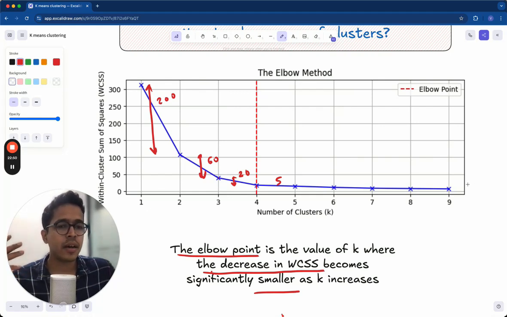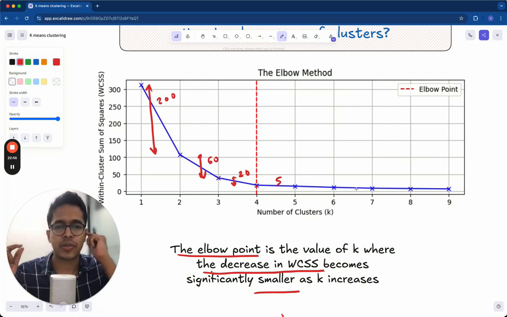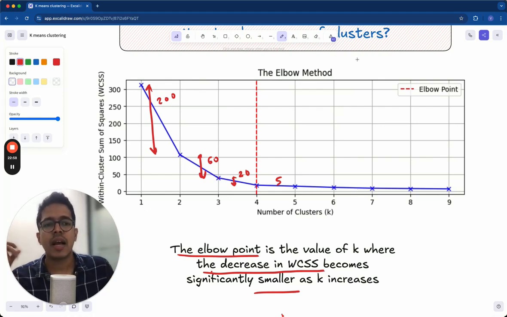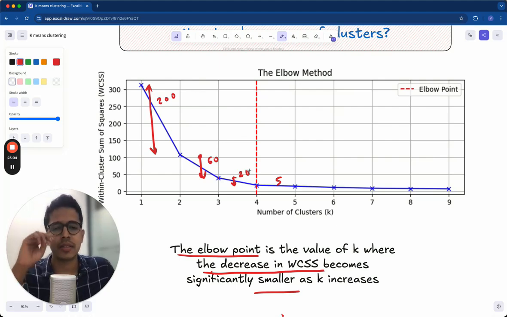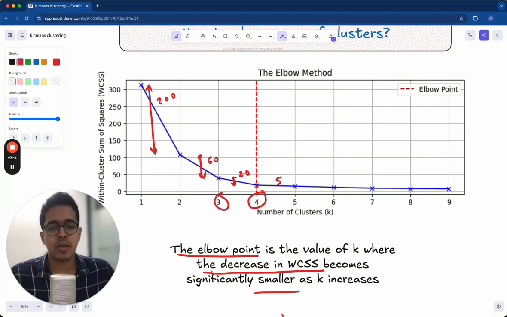And here, as you increase the value of k, the reduction in the value of WCSS, within cluster sum of square, significantly reduces. And you can define the elbow point as the point where the decrease in WCSS becomes significantly smaller. So here, maybe you can say the k value is 4, or maybe you can say it's 3. It depends on what you want to say the jump in the delta WCSS is.